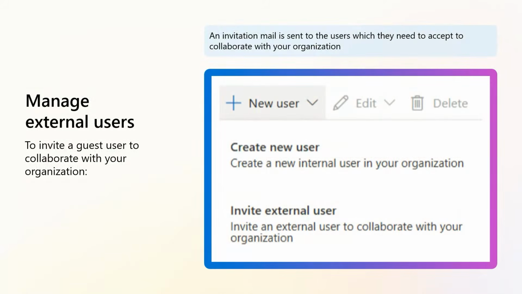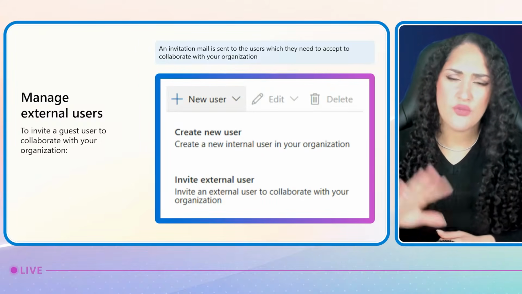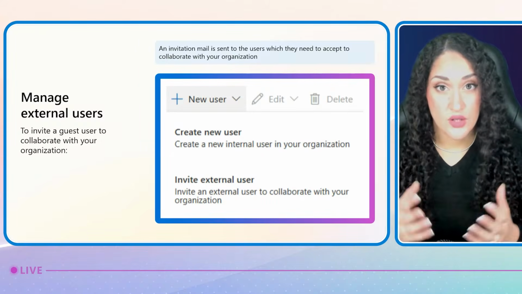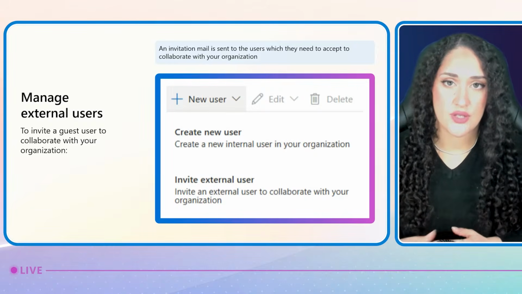When it comes to access, managing external users means inviting guest users to collaborate with your organization. They receive an invitation email they need to accept. For the exam, make sure you review the best practices around external user management, like using sponsors from external organizations to review access. Guest users are added to your directory, but come from outside your tenant. Understand this distinction is key for access control questions.